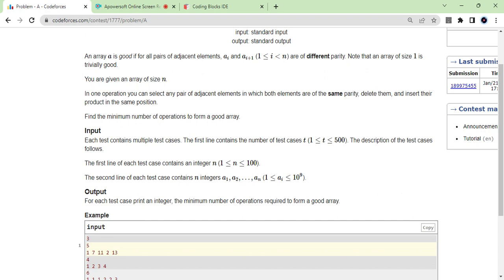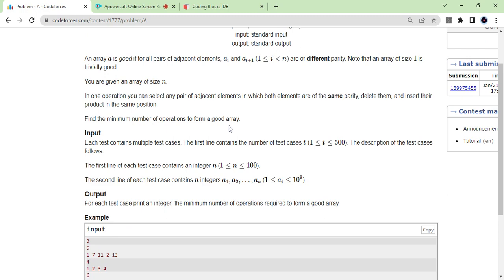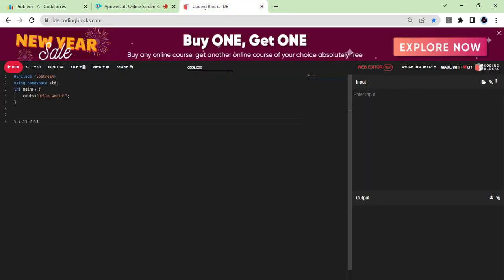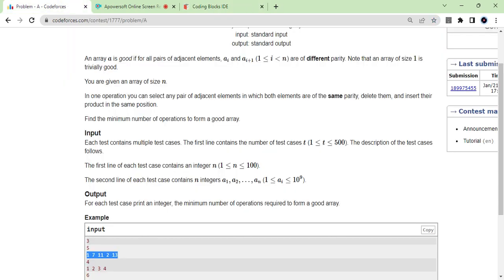The total number of adjacent pairs which do not have a good parity, because what you are essentially doing is taking two adjacent elements which have the same parity, deleting both of them and introducing their product. Now the good thing to notice is what happens when you do this operation. The answer would be the total number of pairs which have the same parity. So 1 and 7 is such a pair, plus 7 and 11 is such a pair, and that's what the answer for this one should be. So the answer for this one is 2, exactly 2.